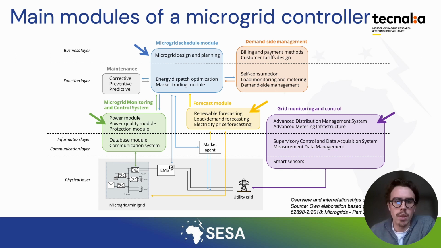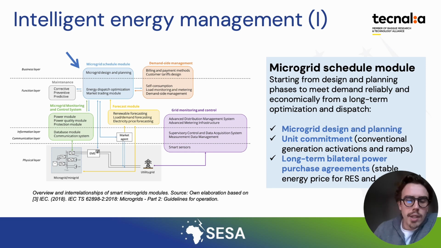In this picture we can see the main modules that build up the microgrid controller, and these modules will be further detailed in the upcoming slides. Here indicated in blue color, the microgrid schedule module is in charge of optimizing the energy dispatch of the microgrid in different time horizons, ranging from the design and planning phase to the real-time operation of the microgrid.